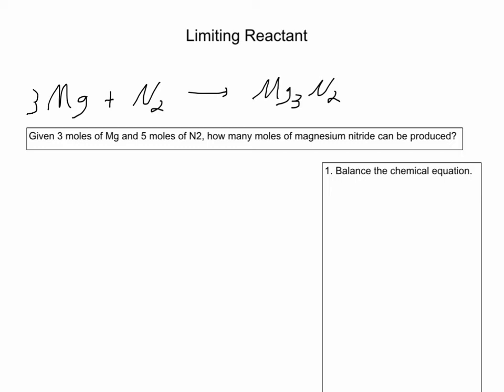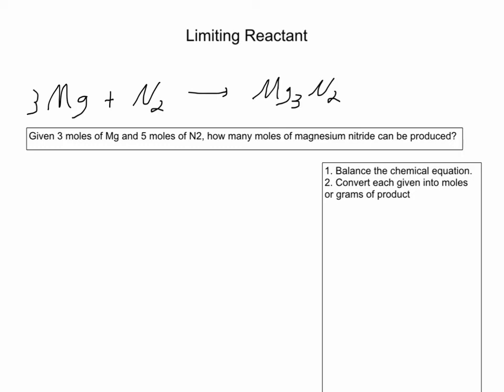Once we have that, we need to see how much product we can make given each of the reactants. So if we have 3 moles of magnesium, we need to know how much magnesium nitride will be produced. And then we have to see, well, if we have 5 moles of nitrogen, how many moles of product? So the second step, convert each given into moles or grams of product. And moles or grams will depend on what the problem is asking. In this case, we're looking for moles.